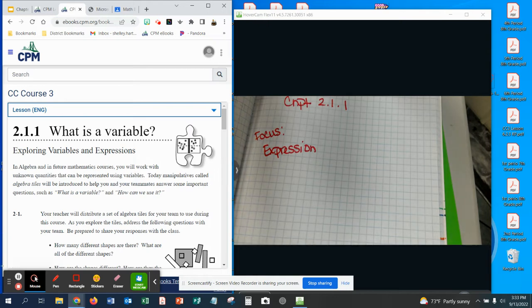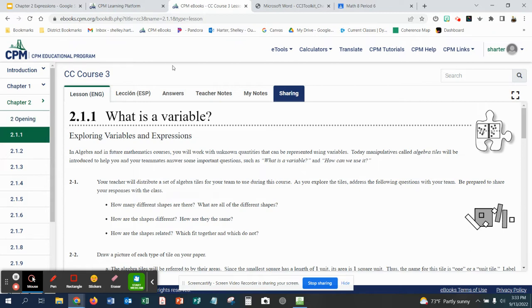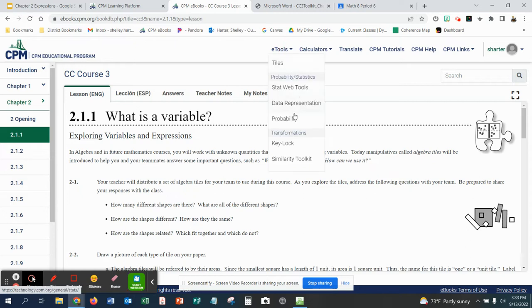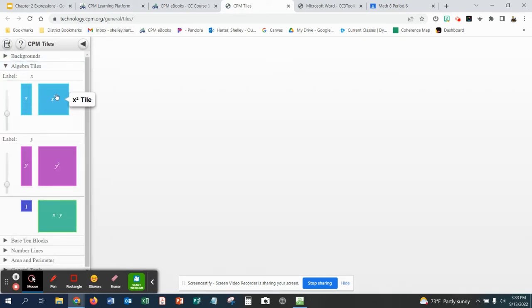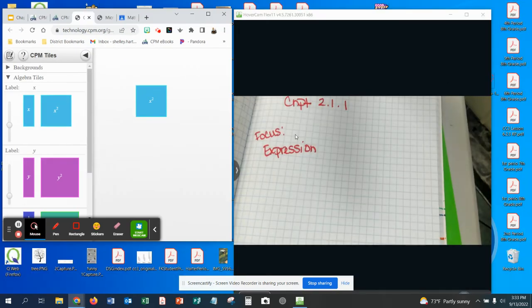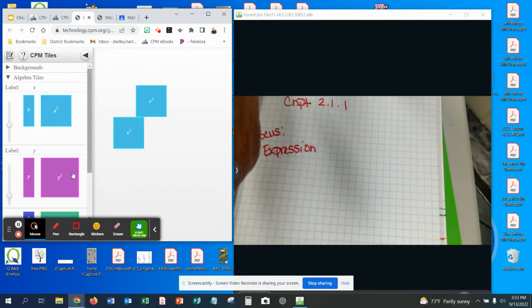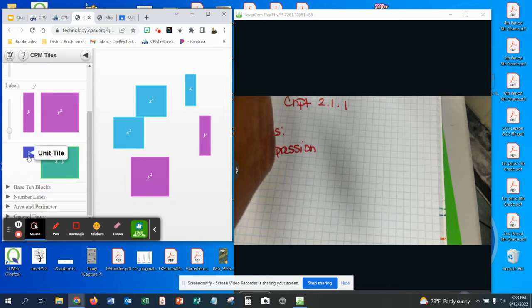And so, actually, if we go into our book here, and we're going to go into eTools, tiles. Perfect. So when using our algebra tiles, we first need to define them. So this particular one is the x squared. Okay. So let's just say that we have two x squareds, we have a y squared, a y, and an x, and then down here we have this cool number 1.